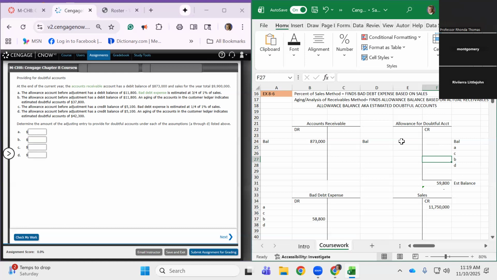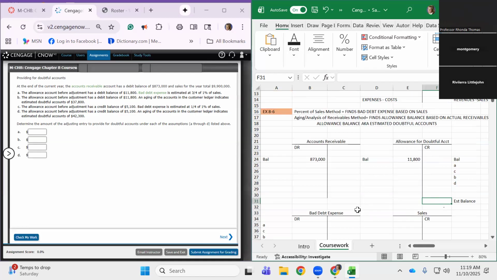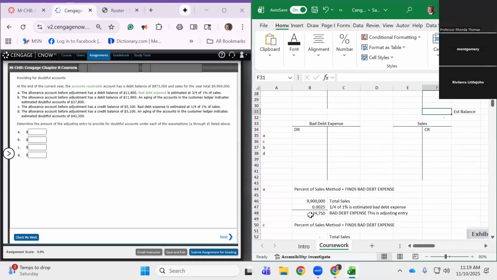It says the first one, A. It has a debit balance for mine of $11,800. So I'm putting this in to show you what it looks like. Let me get rid of that, and I'm going to get rid of this other stuff so I don't confuse you. This A and C are using the percentage of sales method. Percentage of sales method is what A is using.